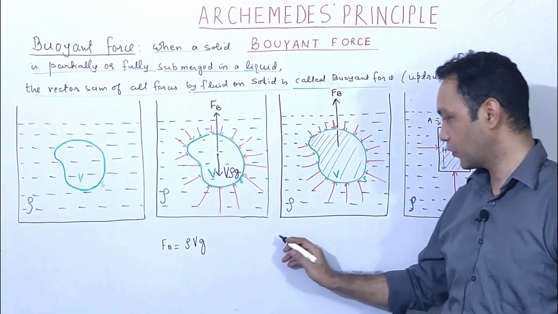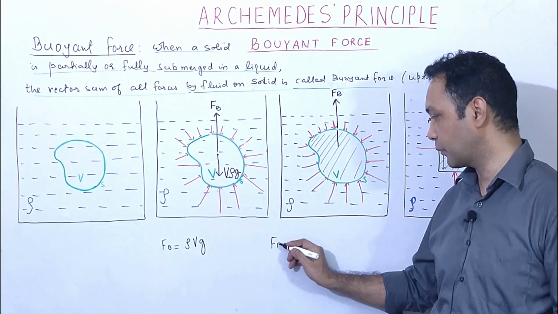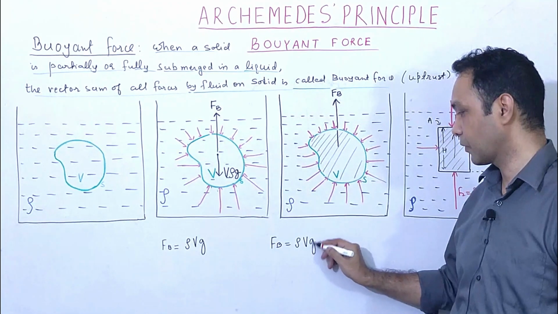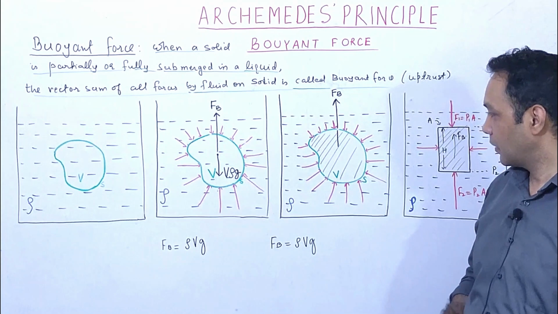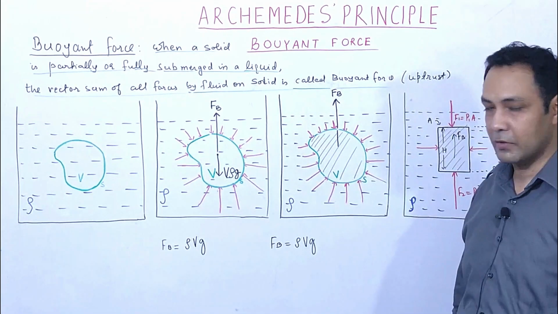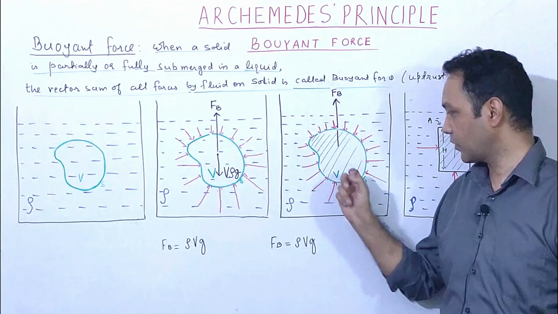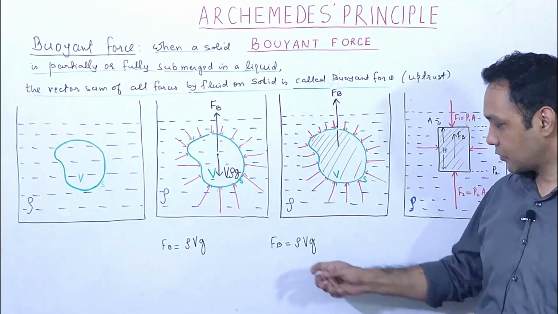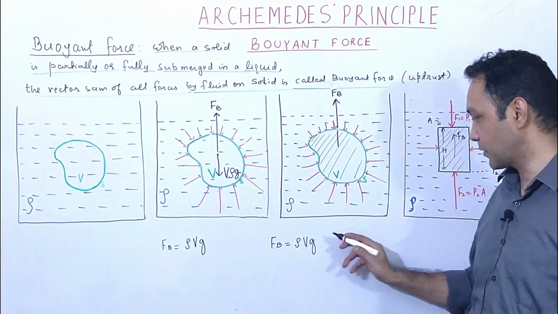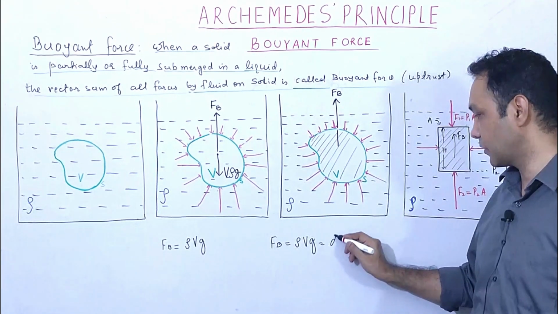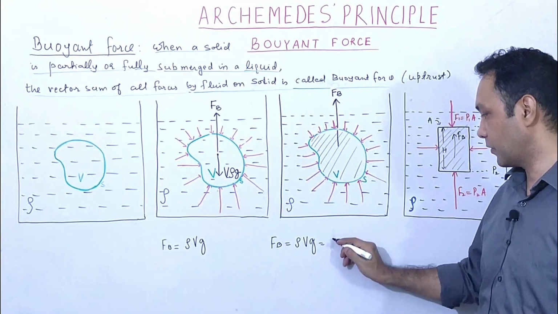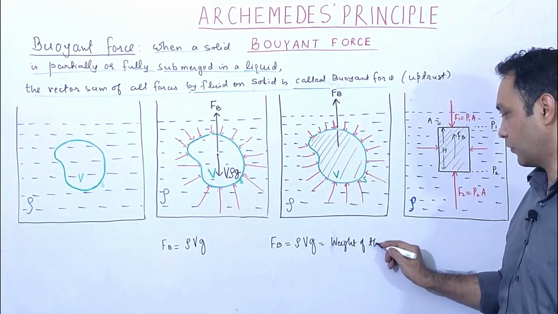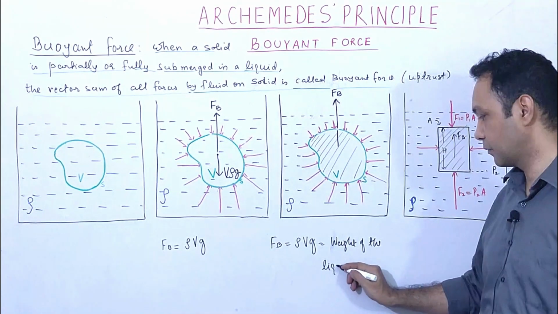So that is the buoyant force, and in the previous case we had written that this was rho Vg. And what is rho Vg? When we put the solid inside the liquid, it has displaced a volume V of the liquid to occupy this position. So rho Vg is nothing but the weight of the liquid displaced. So this buoyant force that we are writing is nothing but the weight of the liquid displaced.